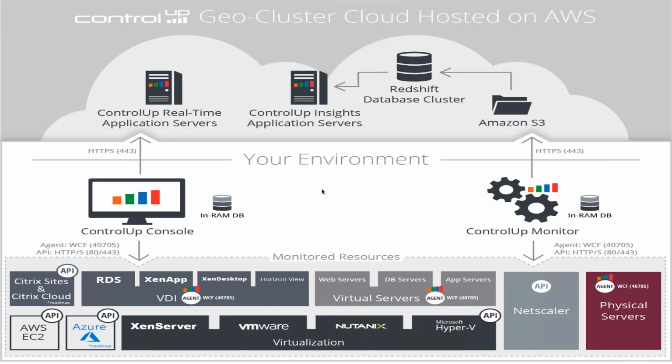ControlUp is a hybrid cloud solution. So the backend, the control plane, the database servers, the license server, the web servers, everything is hosted on our Amazon Geo cluster, which means installation is really easy. You just need to deploy the real-time console, the monitor service, and the various data collectors, and we take care of all the backend, database servers, etc., which means POC or production deployments are really fast and simple.